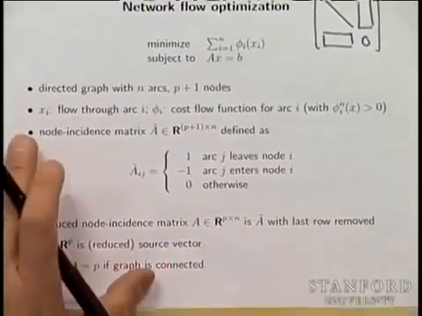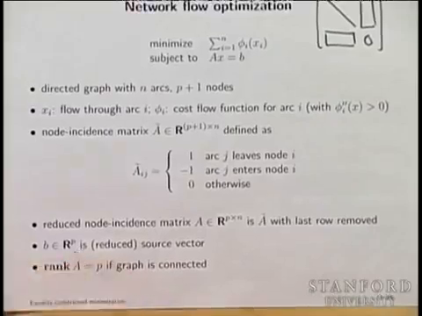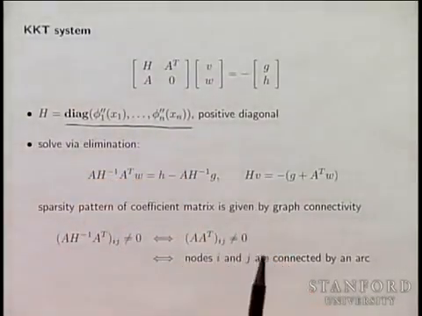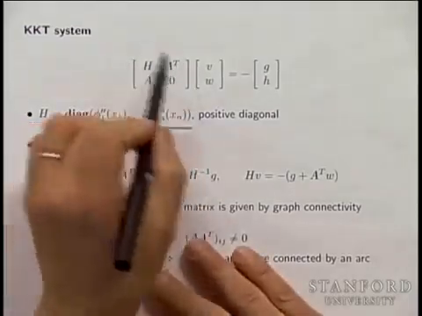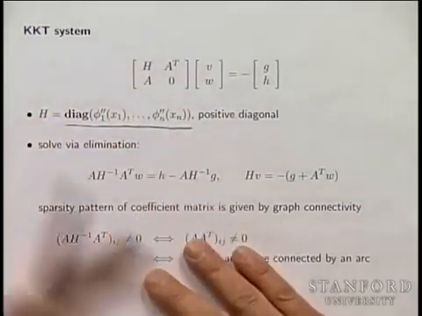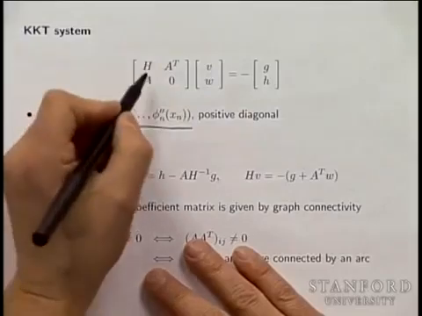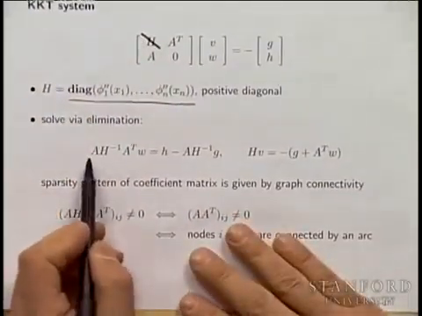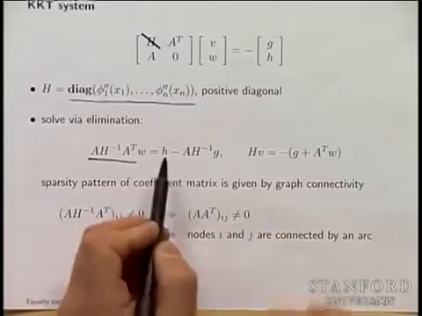Anyway, we'll go through this. This is the reduced incidence matrix. And let's look at the KKT system for this. The KKT system looks like that. So H is diagonal. That's the important part. Of course, you should always see this when you see an equality constrained minimization problem. But in this case, that's very important. That's diagonal. You can solve this via elimination. You have A H inverse A transpose w equals this thing.